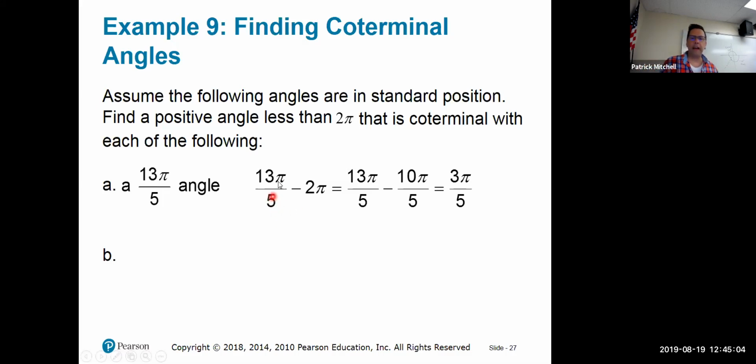So I'm saying that if you take 13 pi over 5 and subtract 2 pi, I get a common denominator. That's the same thing as 13 pi over 5 minus 10 pi over 5. 2 pi is exactly the same as 10 pi over 5. And then 13 pi over 5 minus 10 pi over 5 is 3 pi over 5. And that would be my answer.